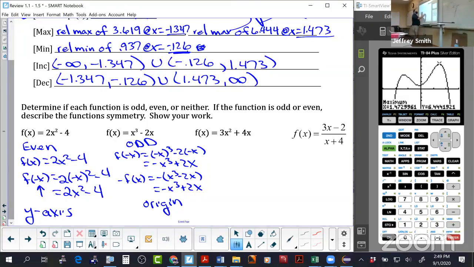This one is neither. Any questions so far?